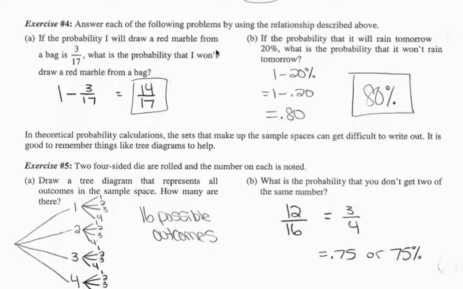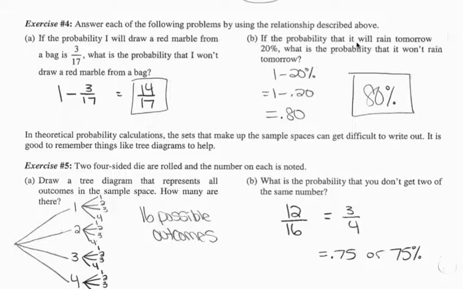What is the probability that I won't draw a red marble from the bag? All we do is take 1 and subtract 3/17. Remember, 1 can be written as 1 over 1, 17 over 17, or 300 over 300. As long as the numerator and denominator are the same, we have a value of 1. So 17/17 minus 3/17 would be 14/17. You could also utilize your graphing calculator and your fraction button. So the probability of not selecting a red marble is 14/17.